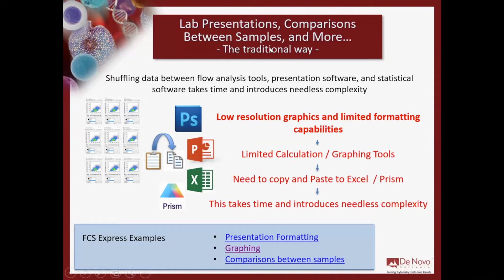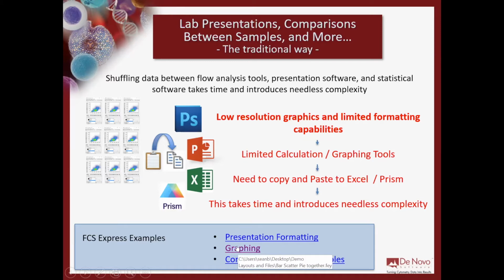So there's a number of different results that you could have. Some of the examples we like to show people are for lab presentations, comparisons between samples, and gathering statistical information and statistical tests. And again, with other software packages you need to move, copy and paste. You generally end up with lower resolution graphics. So if the publisher calls for 700 DPI, you have to use Illustrator to do something. If you have to calculate p-values in an ANOVA test, you have to use Prism. And again, this takes a lot of time and introduces needless complexity into our basic data analysis.